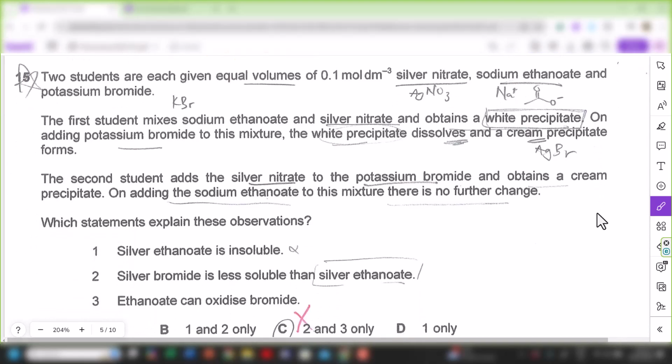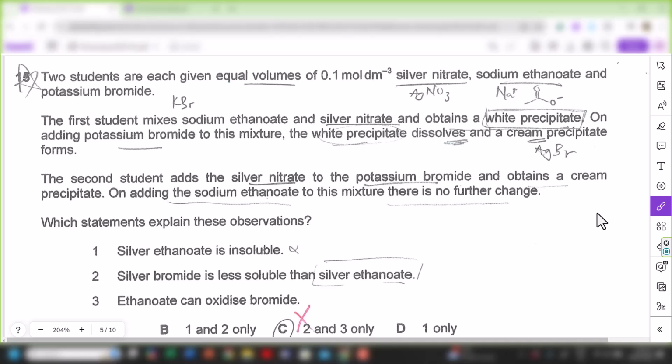Next, question 15. 2 students are each given equal volumes of 0.1 moles per dm cubed of silver nitrate, sodium ethanoate, and potassium bromide. Seems to be like a Ksp kind of question, so we're going to continue to read it. The first student mixes sodium ethanoate and silver nitrate, obtains a white PPT. What am I expecting? Probably silver ethanoate. On adding potassium bromide to this mixture, the white PPT dissolves and a cream PPT is formed.